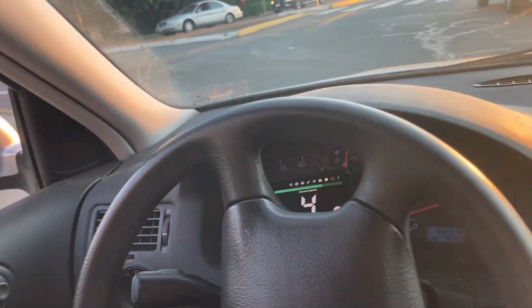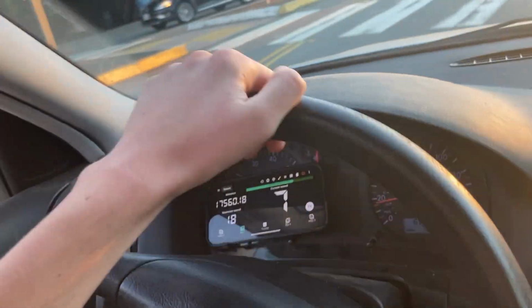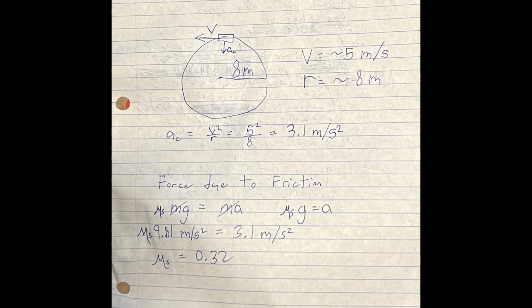In this example, I drove around the circle trying to maintain a speed of about 5 meters per second, or like 12, 15 miles per hour. Now we estimated the radius of the circle to be roughly 8 meters. That's including the distance we were from the actual curb. And from there we were trying to determine the centripetal acceleration needed to keep us in that circle.